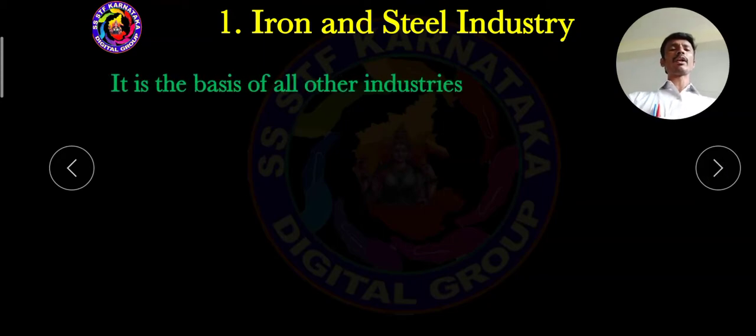So this is very important among all the industries of our nation. Why? This is a very essential and important industry among all industries of our nation, meaning it is the basis of all the industries. The raw materials of this industry are used in many industries. So iron ore is the raw material used for many industries. That is why it is the basis of all the industries.